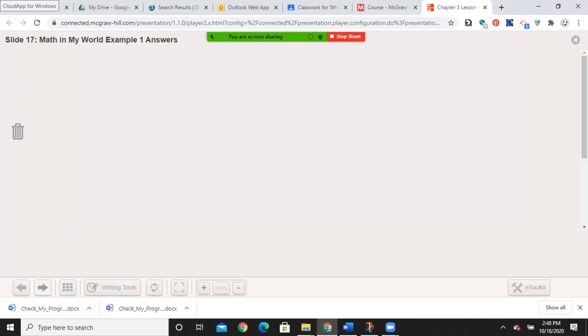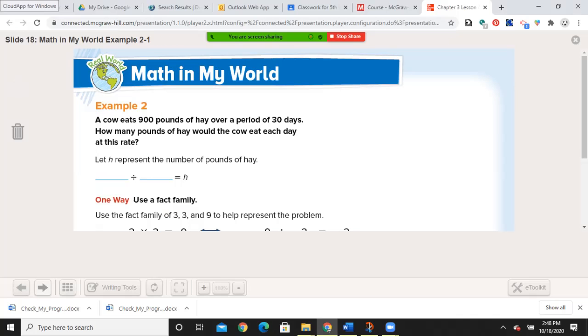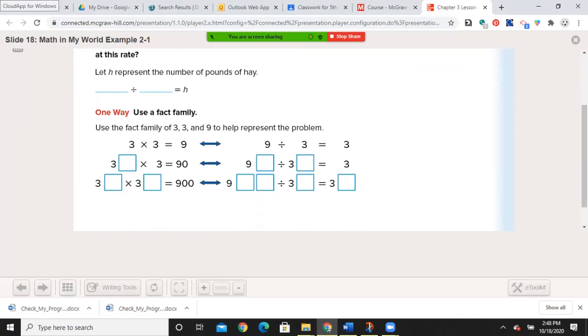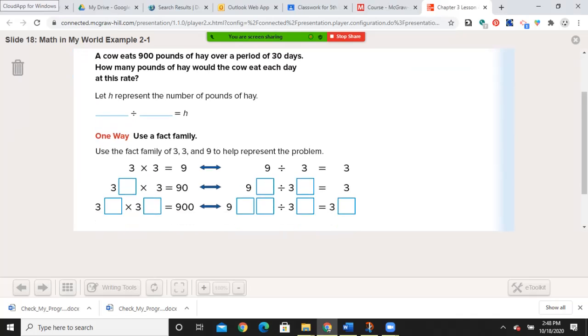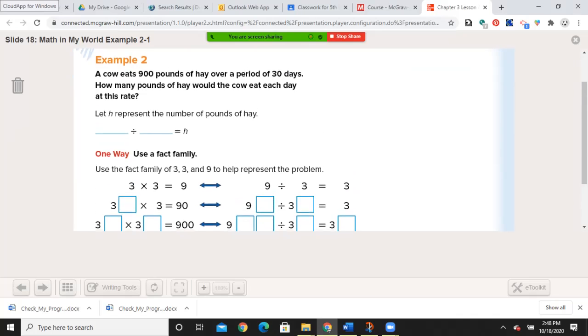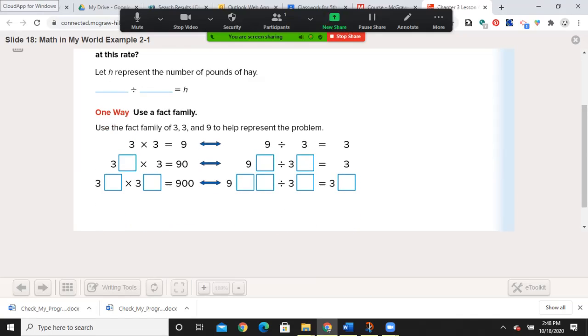All right, let's go ahead to the next screen. Example B. A cow eats 900 pounds of hay over a period of 30 days. How many pounds of hay would the cow eat each day? So we are doing 900 divided by 30. I'm going to grab my annotation tool for us.